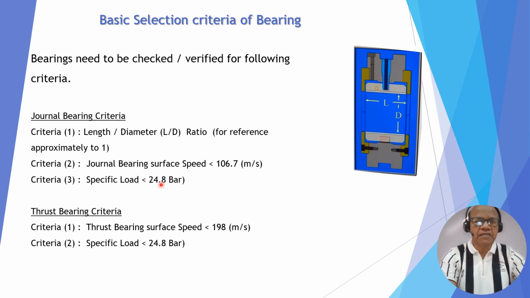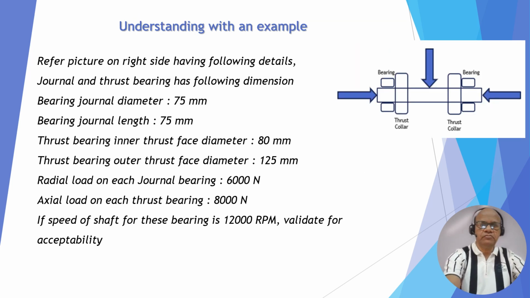So this is the same number. A specific load of 24.8 bar for a general bearing, and even for the thrust bearing, the specific load should be less than 24.8 bar. So these are the general criteria for selection or validation of the bearing. Let us understand with an example.